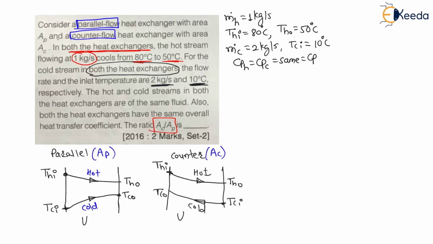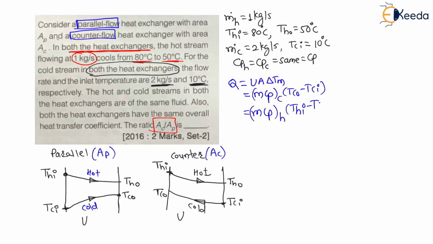So my dear students, what is heat transfer? The heat transfer, in terms of overall heat transfer coefficient and area, is UA delta Tm, where U is the overall heat transfer coefficient, A is the area, and delta Tm is the LMTD, the log mean temperature difference, right? Now again it is written as m Cp of cold fluid into TCO minus TCI. Again it is written as m Cp of hot fluid into THI minus THO. This is the formula to find the heat transfer rate.